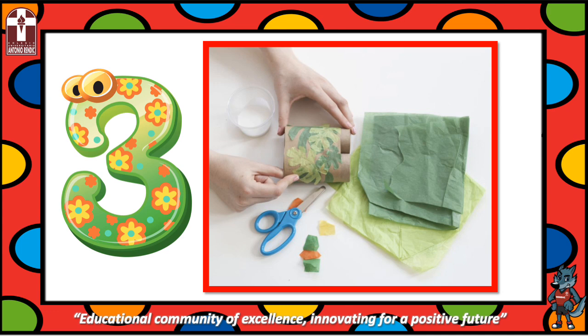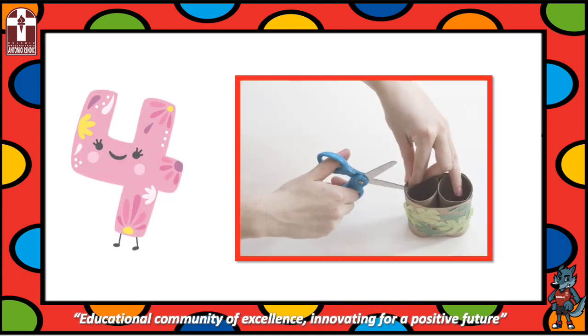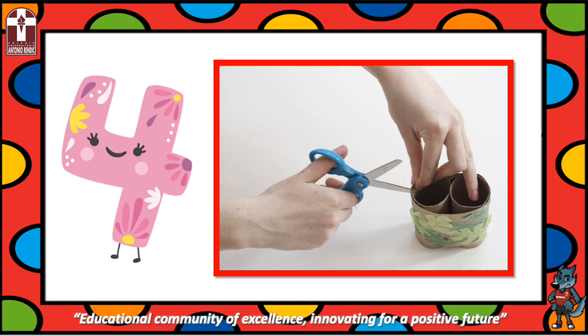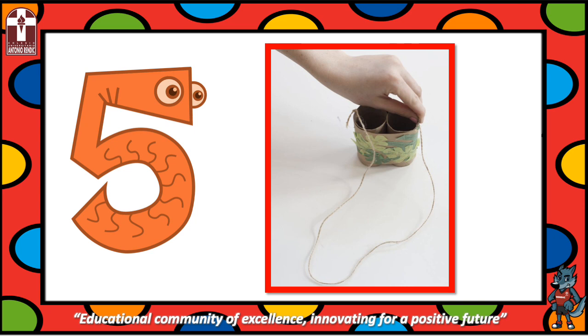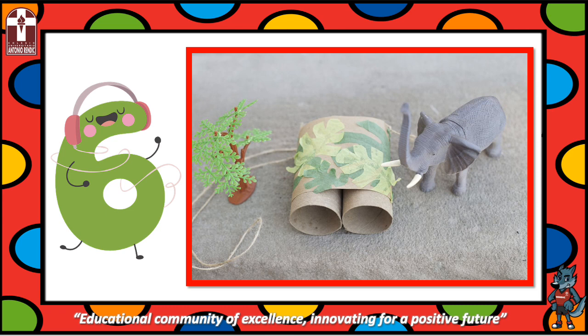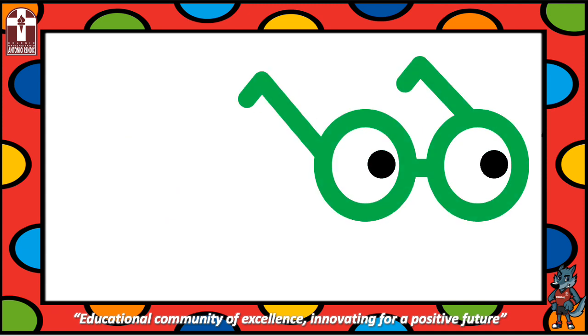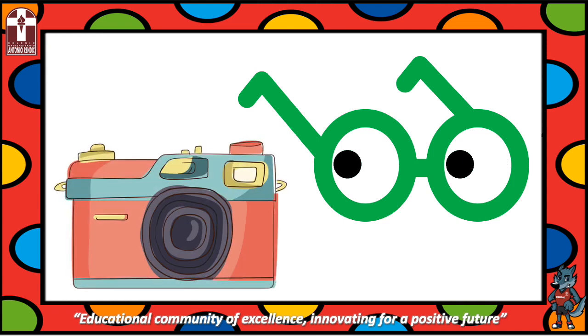You can do it however you want. For step number 4, you have to ask for help. Here you have step number 5 for your binoculars. And this is how your binoculars will look. Now go around the house with your binoculars to find some more living and non-living things. And of course, don't forget to send me pictures of your binoculars and of all the living and non-living things that you can find.